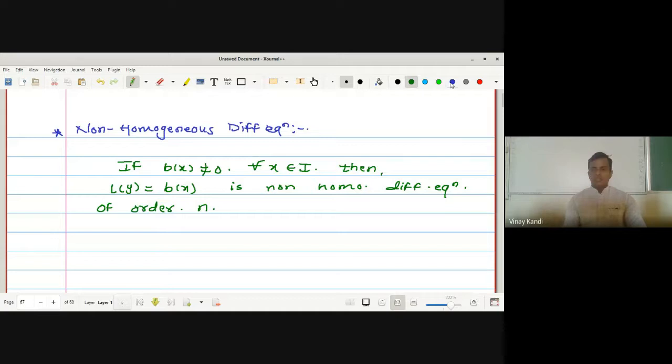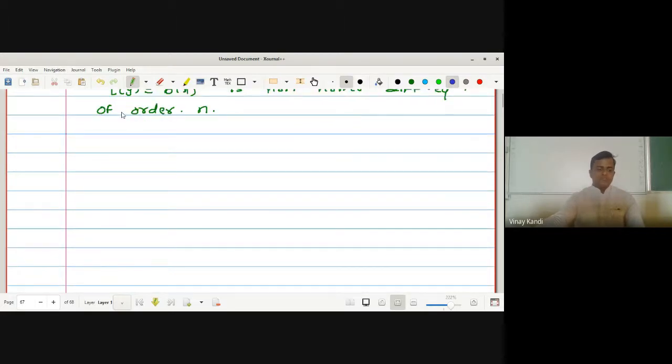Now, the next point is the existence theorem. What is the initial value problem for the homogeneous equation? Okay, the next point is the initial value problem for the homogeneous equation.